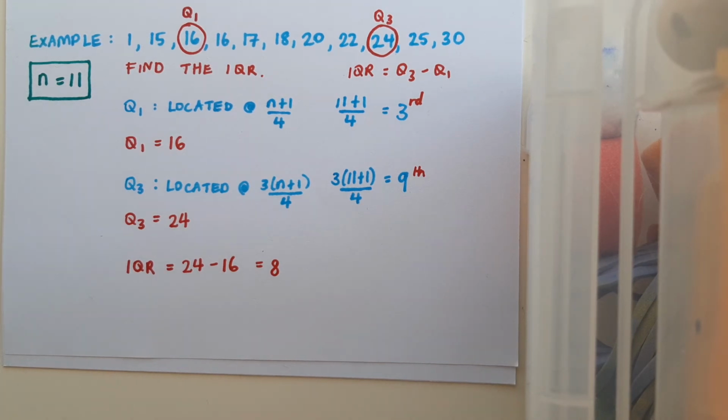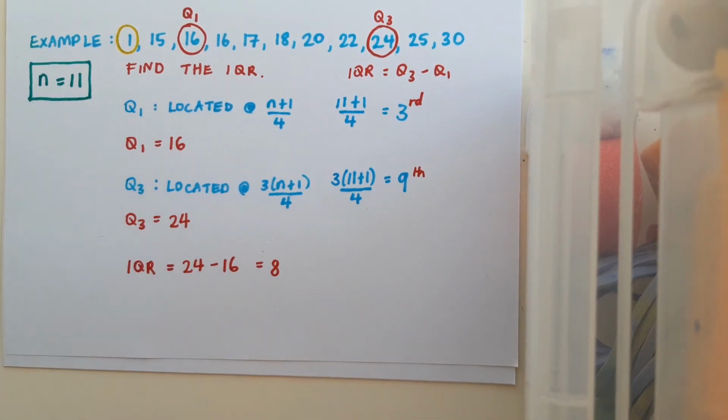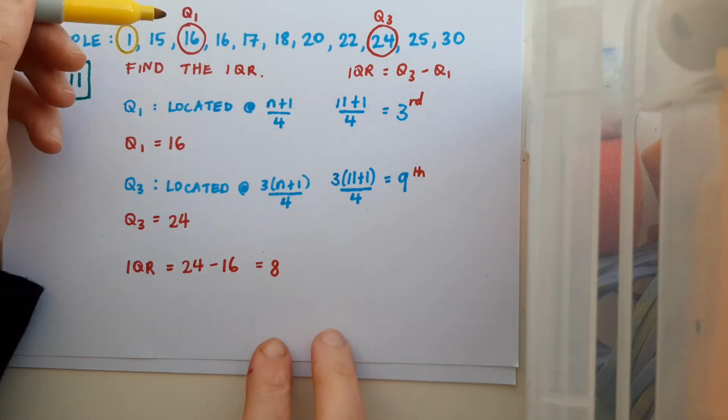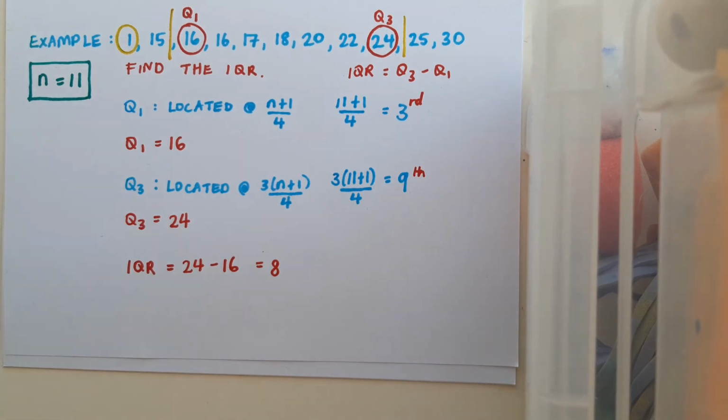Just going back to my original data set, just to make an observation, in my original data set, I had an outlier of 1. And one of the useful effects of interquartile range is that it chops off the bottom quarter and the top quarter of your data, which is where the outliers are going to be located.